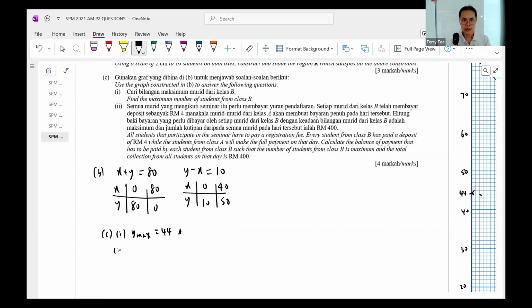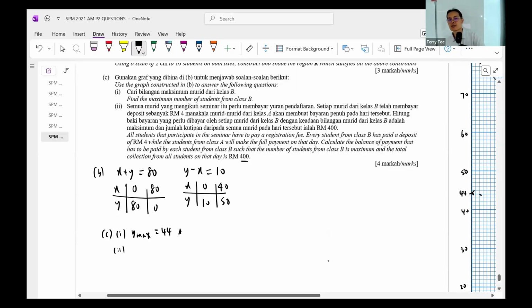Okay, lastly, the last part is a bit interesting, a bit different. You got to think a little bit. So all students that participate in the seminar have to pay a registration fee. Every student from class B has paid a deposit of 4 ringgit. Students from class A make full payment on that day. Calculate the balance of payment that has to be paid by each student from class B, such that the number of students from class B is maximum and the total collection from all students that day is 400.